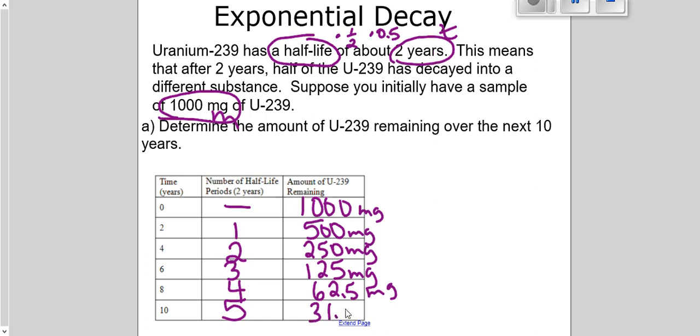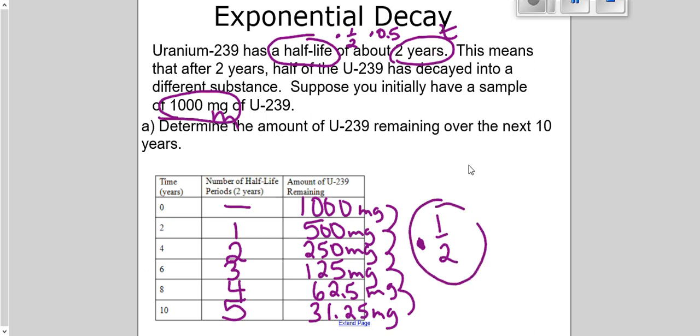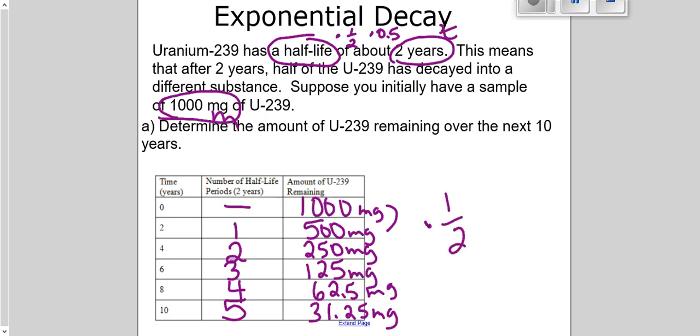And then after 10 years, that means we would have had 5 half-lives. We would have been at 31.25 milligrams. And as you can see, each one of these is decreasing by a half. So that's what half-life means, of course. And so what we are actually multiplying by then is 1/2. This is half-life.